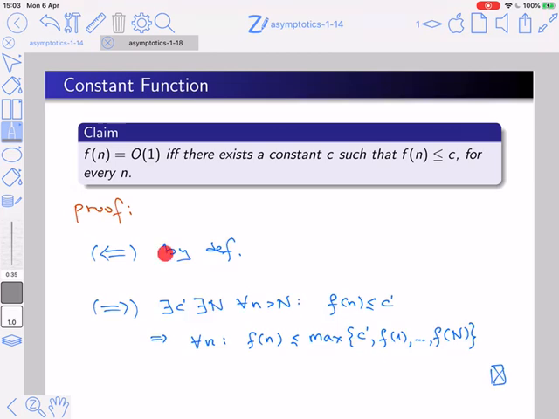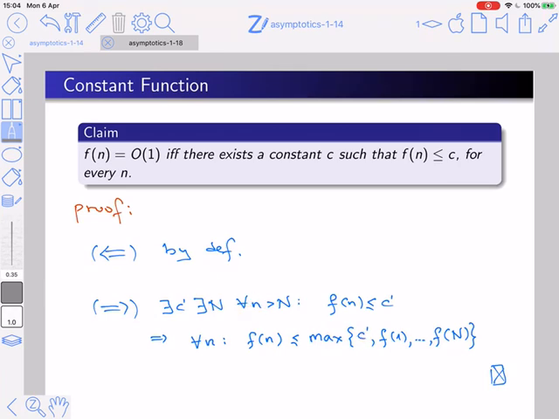This is by definition. Let's see the other direction. If f of n is big O of 1, that means that there exists a positive constant c prime and a number N such that for every lowercase n greater than N, f of n is less than or equal to c prime. That means that for every n, f of n is bounded by the maximum of c prime, f1, f2, f3, up to fN. For the big numbers, for the big arguments, c prime is an upper bound.